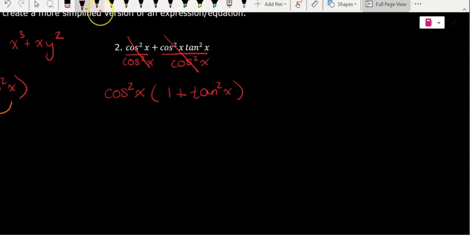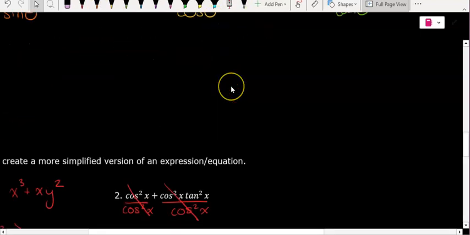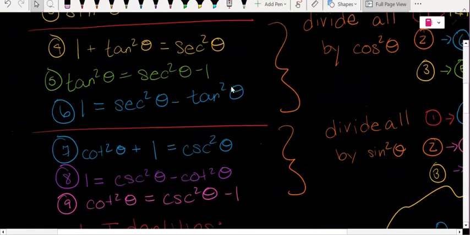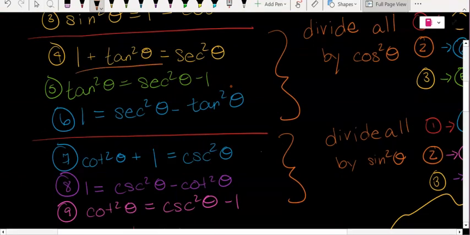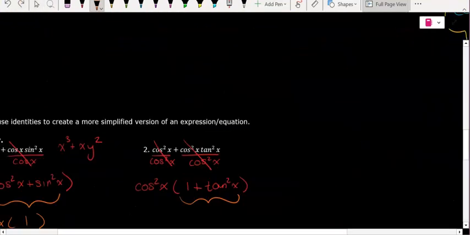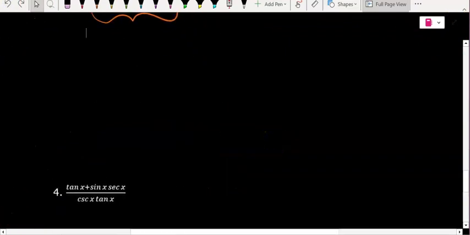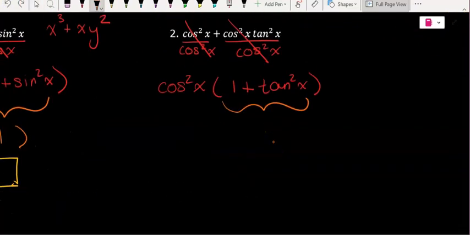Well, shoot, tangent squared. I've got a 1, I've got a tangent squared. I'm going to go ahead and think, let me look at my Pythagorean identities. And sure enough, 1 plus tangent squared is right there. So it equals secant squared. So that's what I'm going to change this into right here. I'm going to go, well, this is secant squared x. And I'm going to go ahead and bring that cosine squared down. So now I have cosine squared times secant squared.